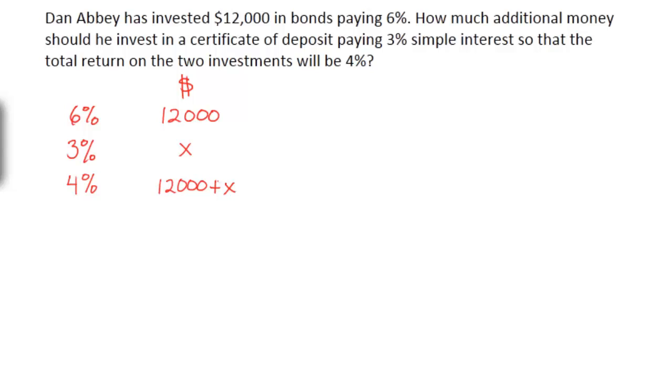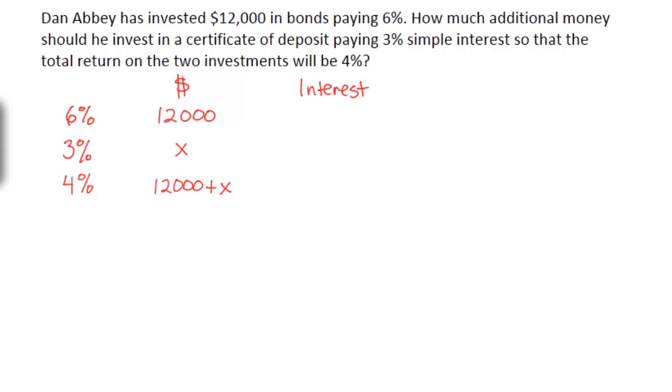Now we know that we need to compare the interest, not the total amounts, and we can't add the rates. So we're going to look at interest. And how do we find 6% of 12,000? Well, we go 0.06 times 12,000, and that gives us 720. So he's earned $720 of interest on the 6% account.